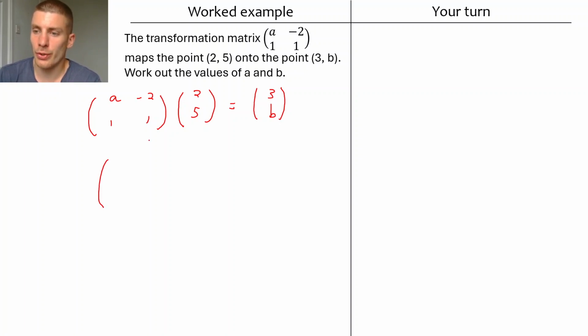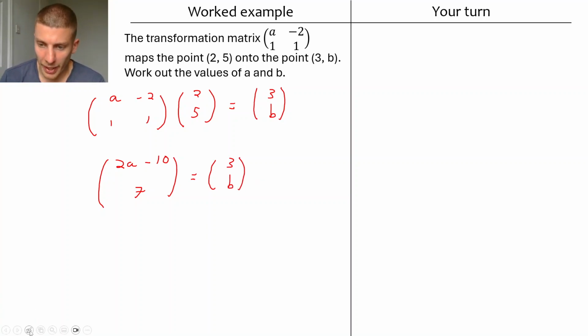A times 2 gives you 2a. Negative 2 times 5 gives you minus 10, which we just write as this. You then do the second row with the first column. 1 times 2 is 2, plus 1 times 5 is 5, and 2 add 5 gives you 7. So the bottom number is simply going to be 7. And this is, of course, equal to the right-hand side, which is 3, and then b. Done.